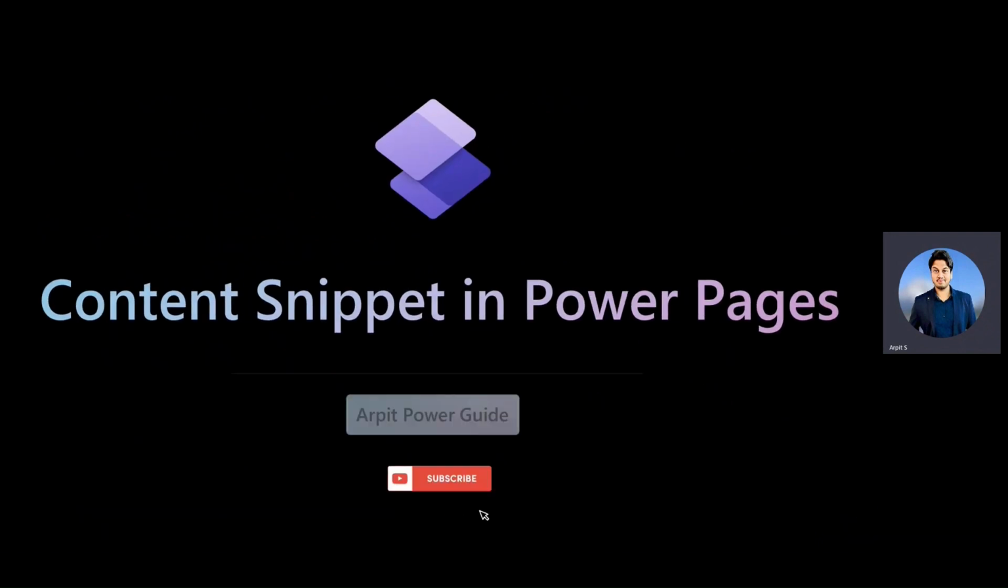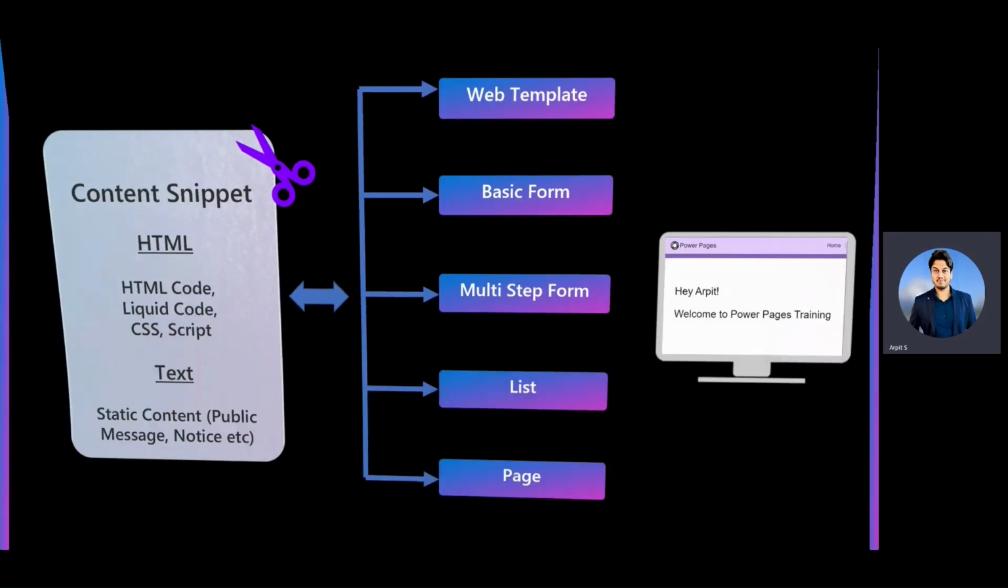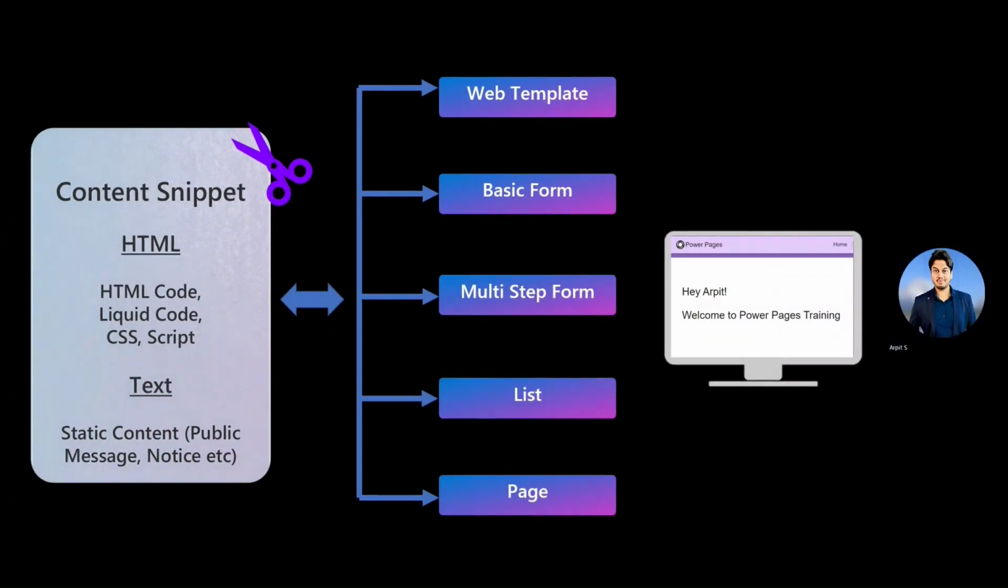So before getting into the implementation, I just wanted to dive deep into some fundamental concepts about the content snippet. I just wanted to give the overview of this content snippet by using this picture. So you can imagine content snippet, it's just a snippet. It could be your code snippet, your HTML, your JavaScript, or your CSS or your liquid template code snippet, or it could be your text snippet.